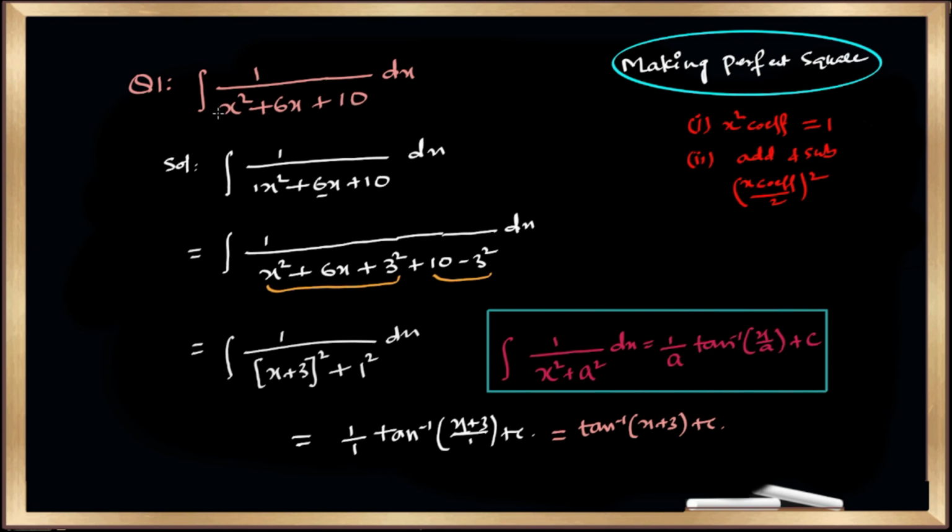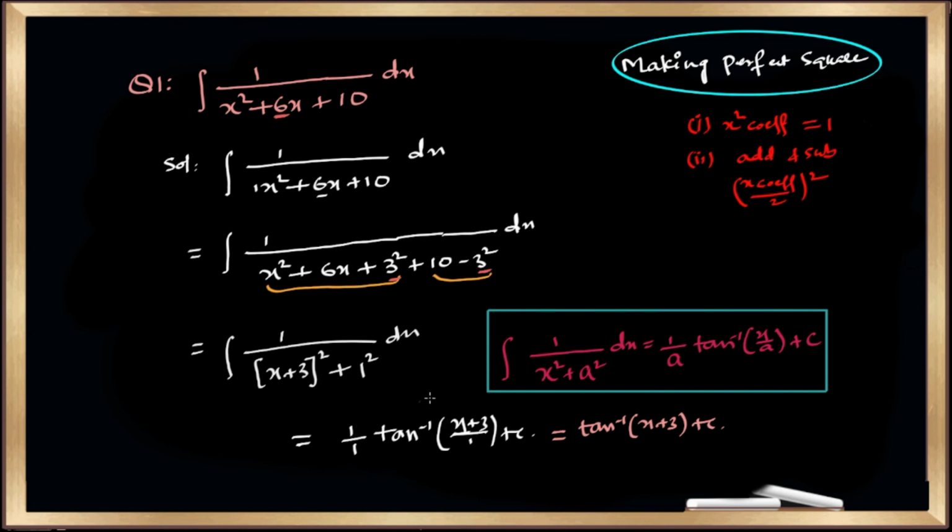What about the x square coefficient? That is already 1. Then we check the x coefficient, which is 6. Half of 6 is 3. So we add 3 square and subtract 3 square. This is in the form of a square plus 2ab plus b square, which is (a plus b) whole square, so (x plus 3) whole square. And 10 minus 9, since 3 square is 9, is 1. 1 we can write as 1 square.